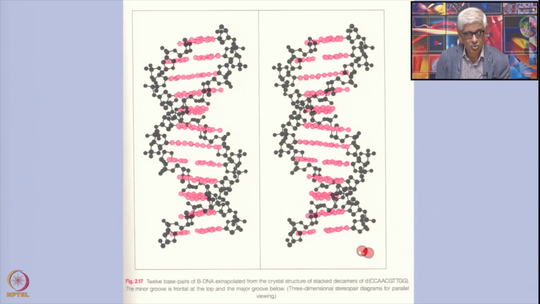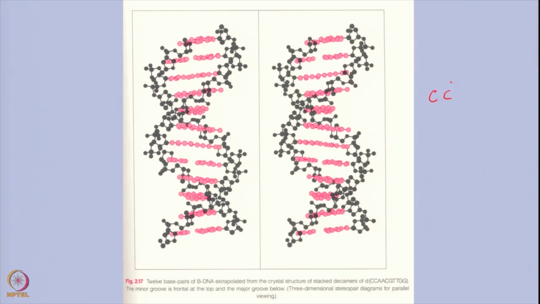So it also depends upon those, and this is the structure of a 12-mer DNA segment which has the base sequence CCAACGTTGG. Okay, notice here this is self complementary. What is the meaning of self complementary? So if I write here the sequence CCAACGTTGG, now this is the 5' end and this is the 3' end, right.